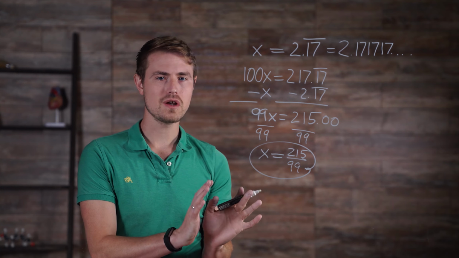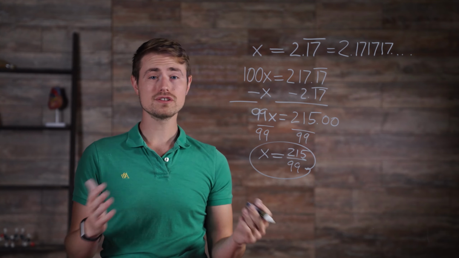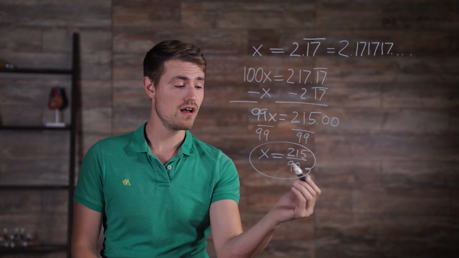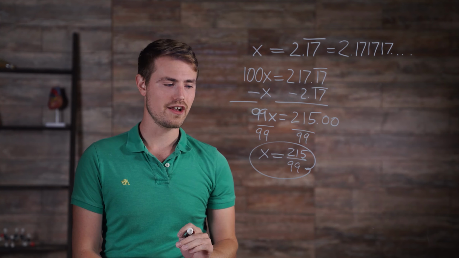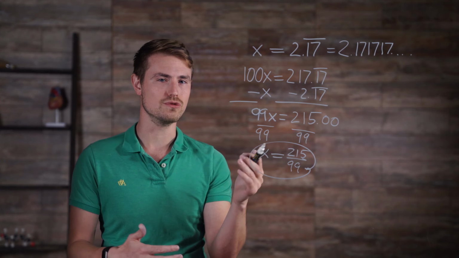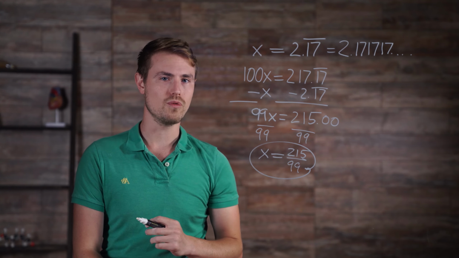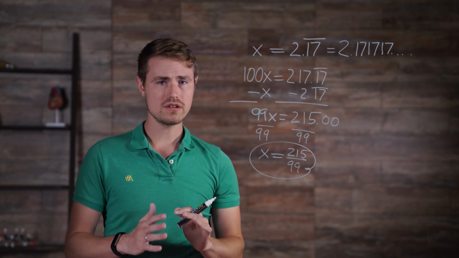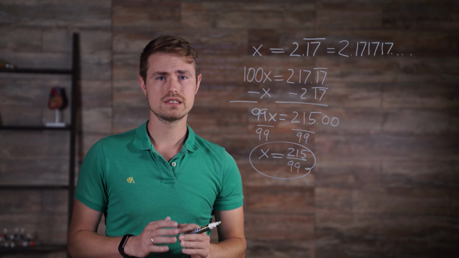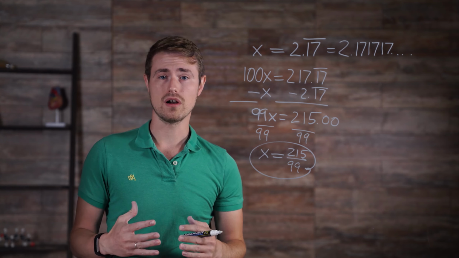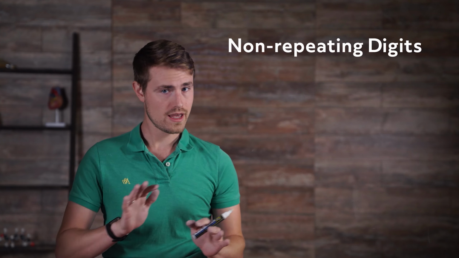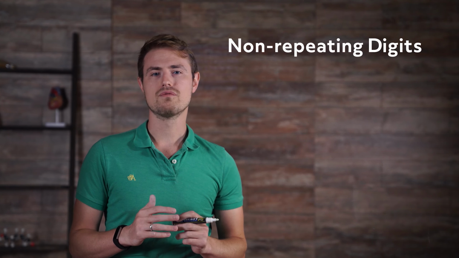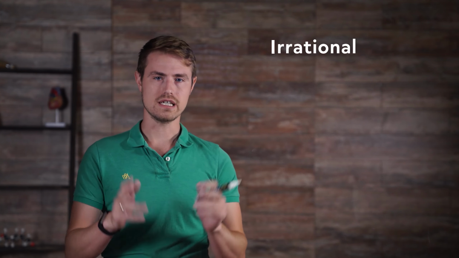This proof shows that repeating decimals are also considered rational because they can be written as a fraction of integers. If you plug this into your calculator, you will get something close to, probably rounded, 2.17 repeating. It is important to note that not all decimals are repeating. Some decimals have an infinite number of non-repeating digits and therefore cannot be expressed as a fraction of integers. These types of real numbers are classified as irrational.